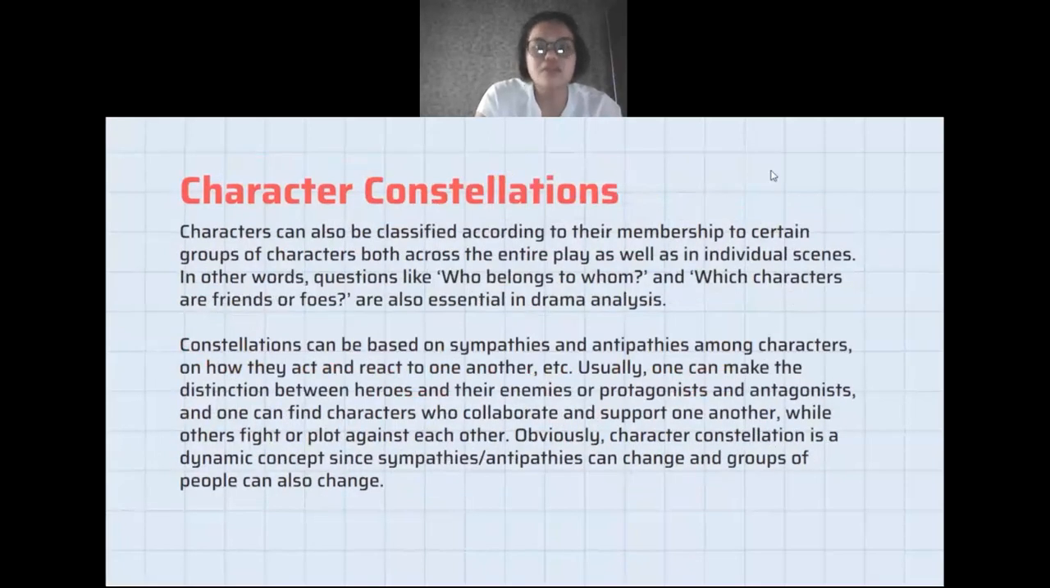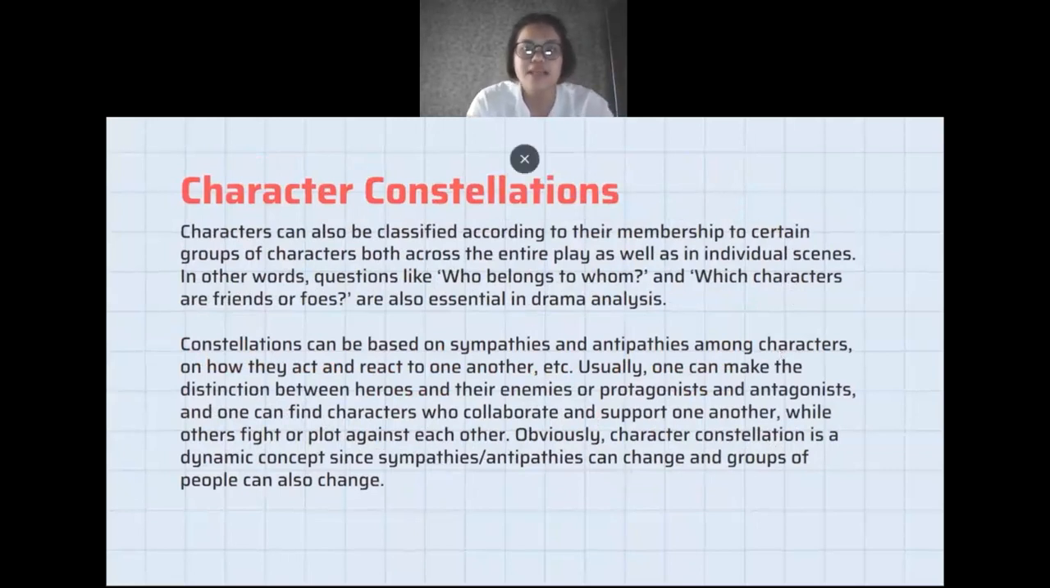Next slide, please. Character constellations. Characters can also be classified according to their membership in certain groups of characters, both across the entire play as well as in individual scenes. In other words, questions like who belongs to whom and which characters are friends or foes are also essential in drama analysis.